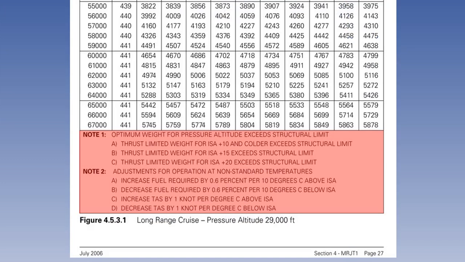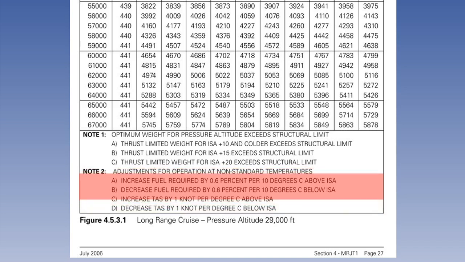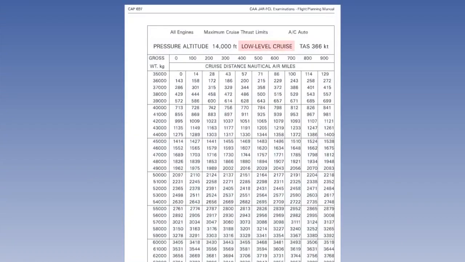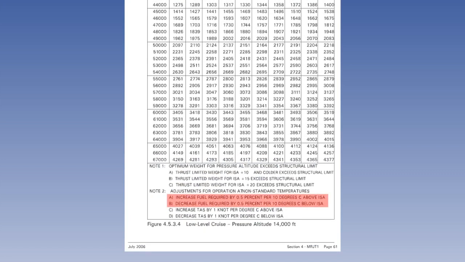We mentioned the footnotes before. As we said, for the purposes of this syllabus, Note 1 can be ignored, but we need to look at Note 2. We've already corrected the true airspeed for temperature, but we now have to correct the fuel burn as well. The fuel required is increased by 0.6% per 10 degrees Celsius above EASA, and decreased by 0.6% per 10 degrees Celsius below EASA. If you were doing this for low-level crews, shown on page 61 onwards, this percentage is reduced to a 0.5% adjustment.